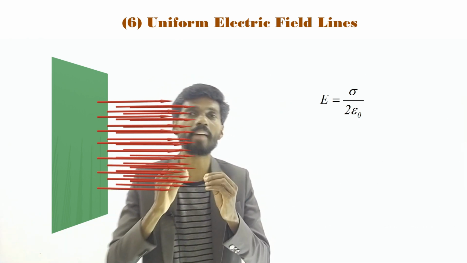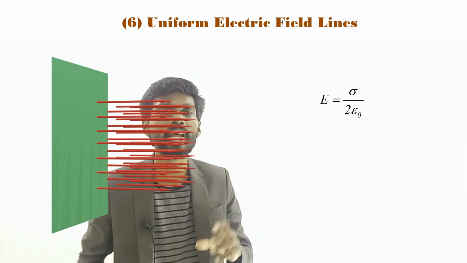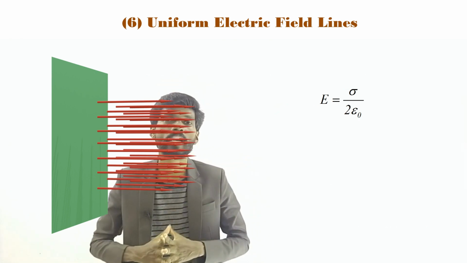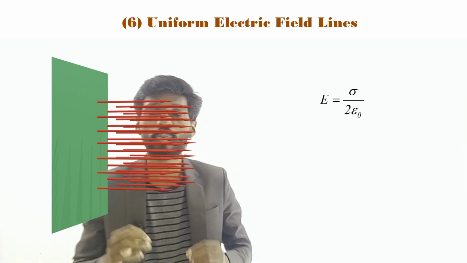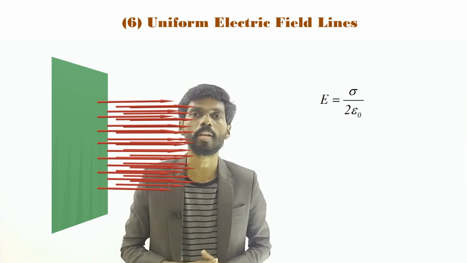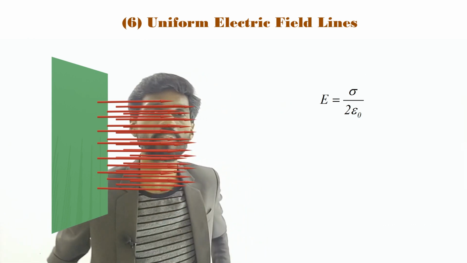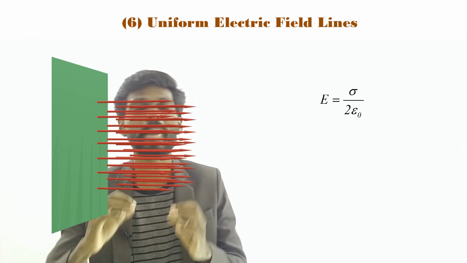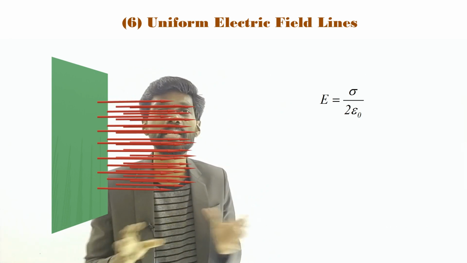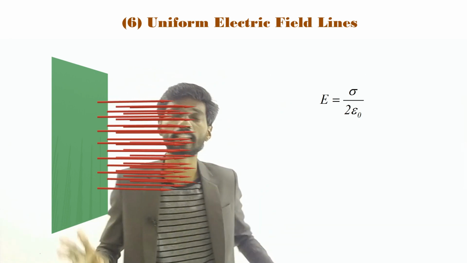Do you understand? So the electric field lines due to an infinitely large sheet are uniform. That means they'll have the same intensity and same direction at any point in space. Is that okay? So this is about a uniform electric field. So this is one such example. Uniform electric field. What is uniform electric field? So the electric field remains same at any point in space. Is that okay? Yeah.